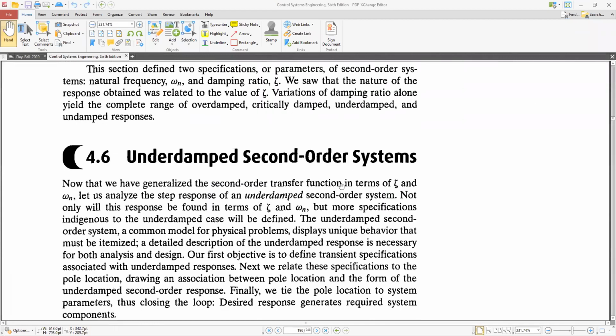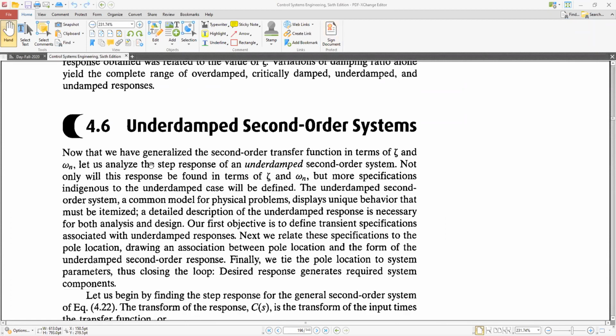Now see the underdamped second order system. Now that we have generalized the second order transfer function in terms of zeta and omega n, let us analyze the step response of the underdamped second order system. That means the value of zeta is greater than 0 and less than 1. Not only will this response be found in terms of zeta and omega n, but more specifications indigenous to the underdamped case will be defined. This is the common model for physical systems. These display unique behavior that must be itemized. A detailed description of the underdamped system is necessary for both analysis and design.